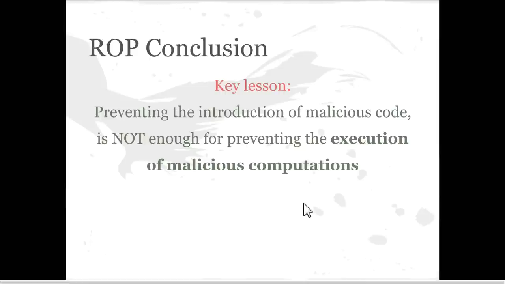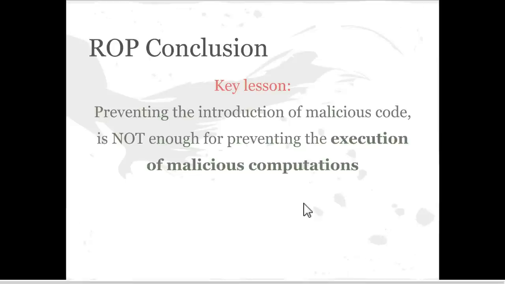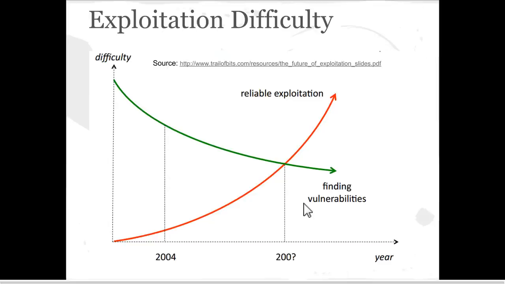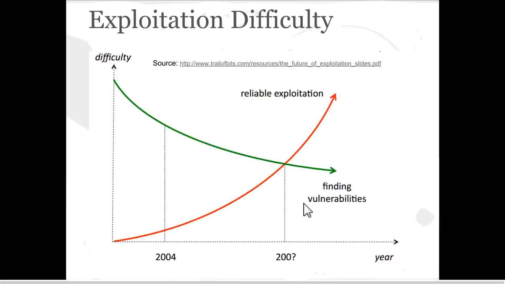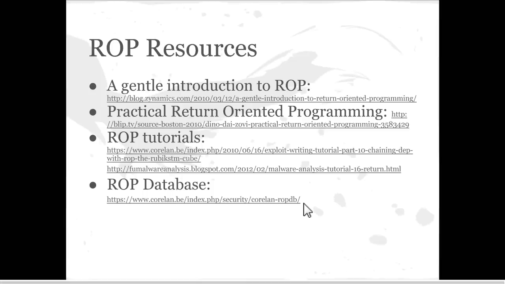So the key lesson from the whole series of exploit development lectures that end now is that preventing the introduction of malicious code is not enough for preventing the execution of malicious computations. And so even though finding vulnerabilities gets easier and easier, making exploits gets harder and harder. We're going to still continue to see this cat and mouse game of, okay, to defend against that, I'm going to do this. All right, to bake that defense, I'm going to do that. And so it's going to go on for basically forever.